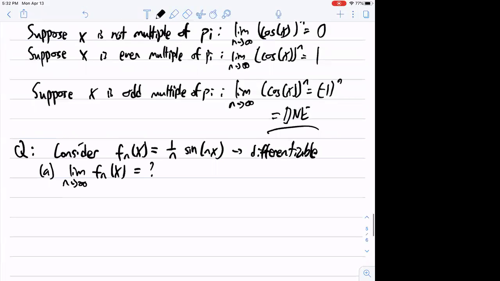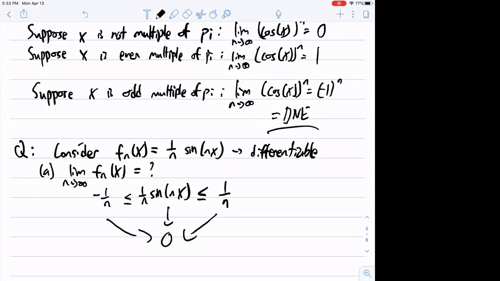So this limit is 0, right? Because if you remember, one way you could prove this is that sine of nx is bounded by 1, so this is bounded by 1 over n. And sine of nx is always bigger than or equal to negative 1, so this is bigger than negative 1 over n. And as n goes to infinity, both go to 0, so the middle term goes to 0. So this is 0 by squeeze theorem.